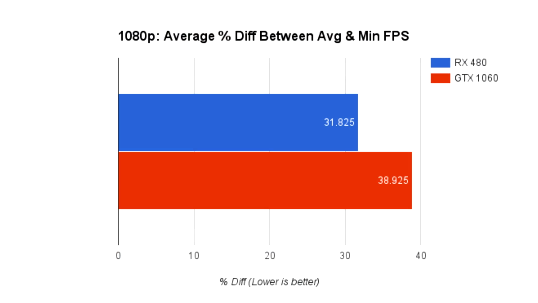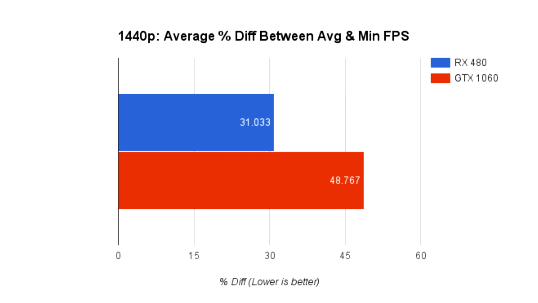Now, I plucked out all the games where the difference between the 480's average FPS and the 1060's average FPS was 5% or lower, and then I made an updated graph showing the average percent difference between their minimums and averages. At 1080p, the 480 has an average disparity of 31.825% between its average and minimum, while the 1060 has an average disparity of 38.925%. That's about a 7% difference between them, nothing too crazy.